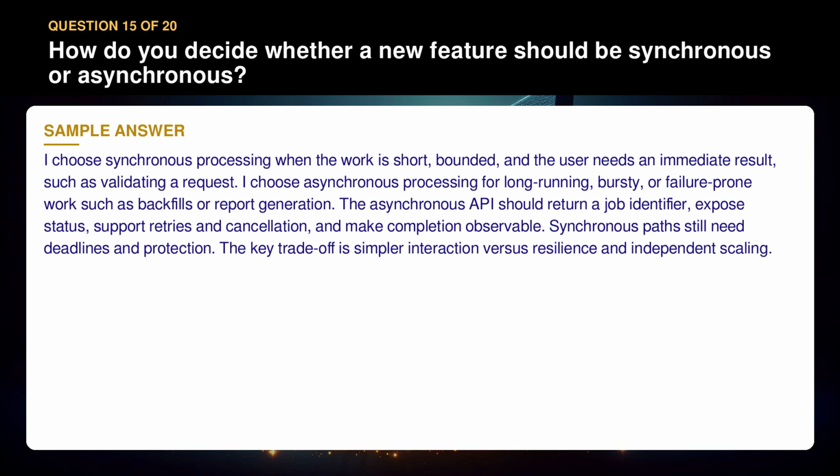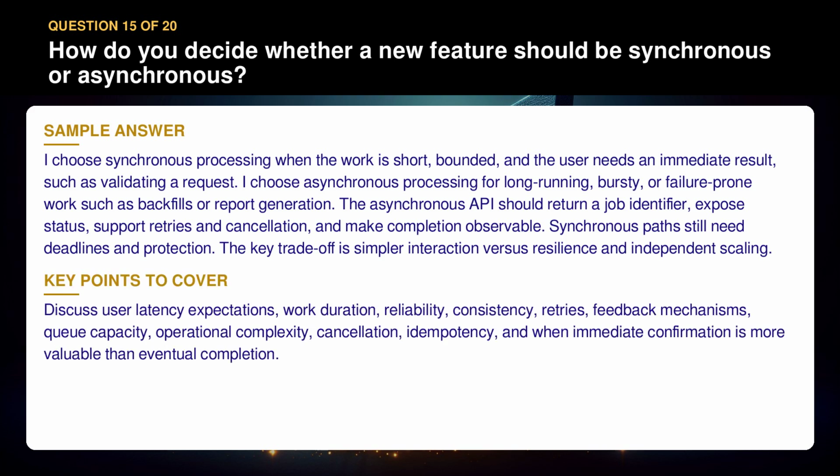The asynchronous API should return a job identifier, expose status, support retries and cancellation, and make completion observable. Synchronous paths still need deadlines and protection. The key trade-off is simpler interaction versus resilience and independent scaling. Discuss user latency expectations, work duration, reliability, consistency, retries, feedback mechanisms, queue capacity, operational complexity, cancellation, idempotency, and when immediate confirmation is more valuable than eventual completion.